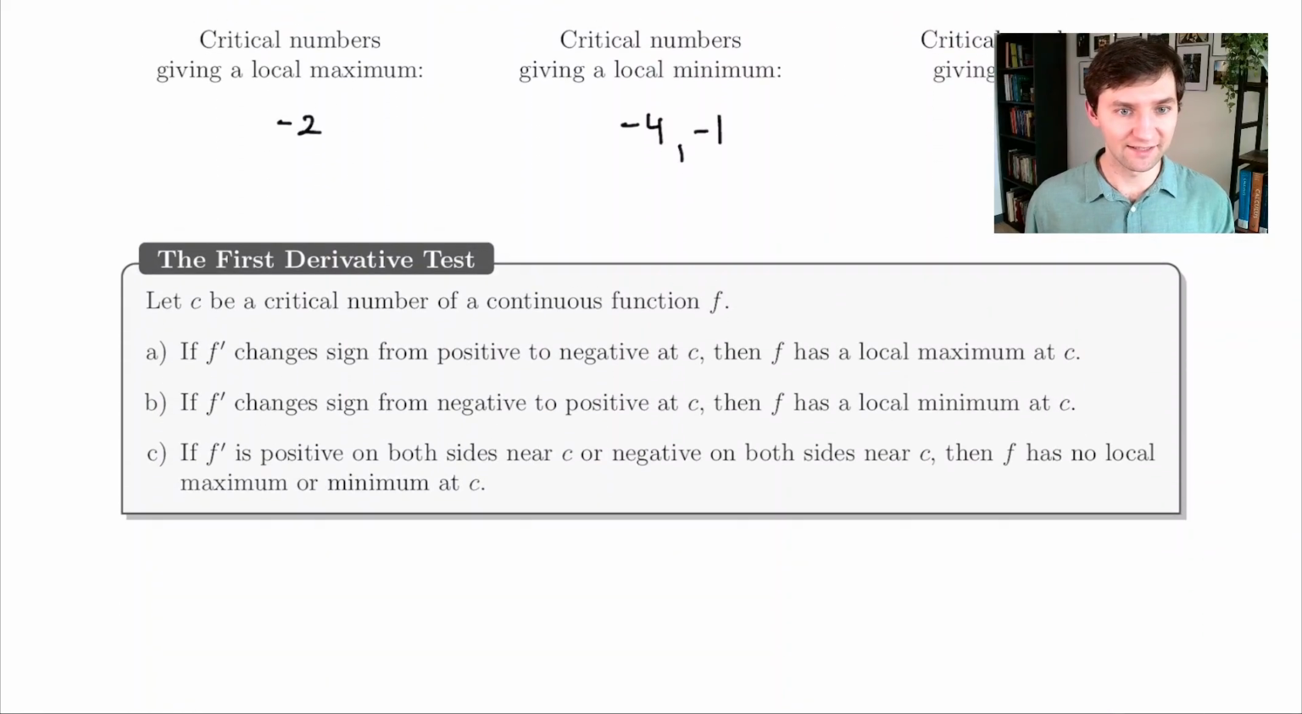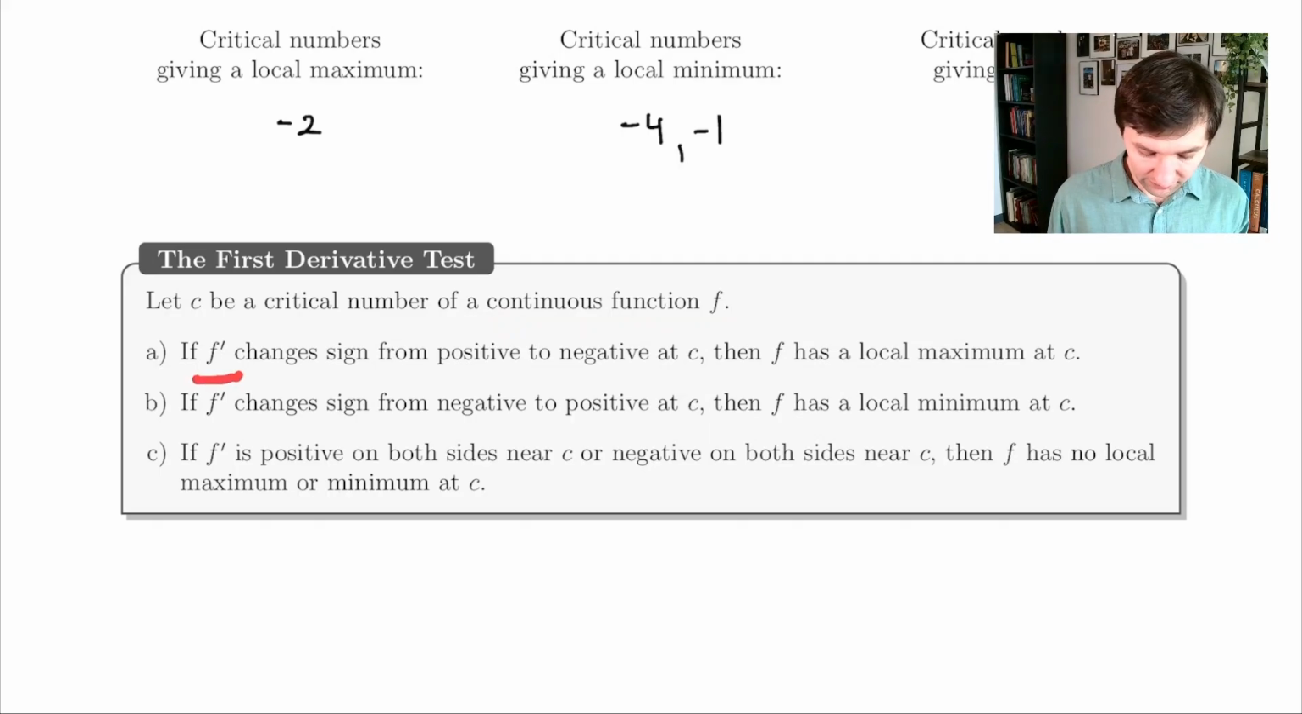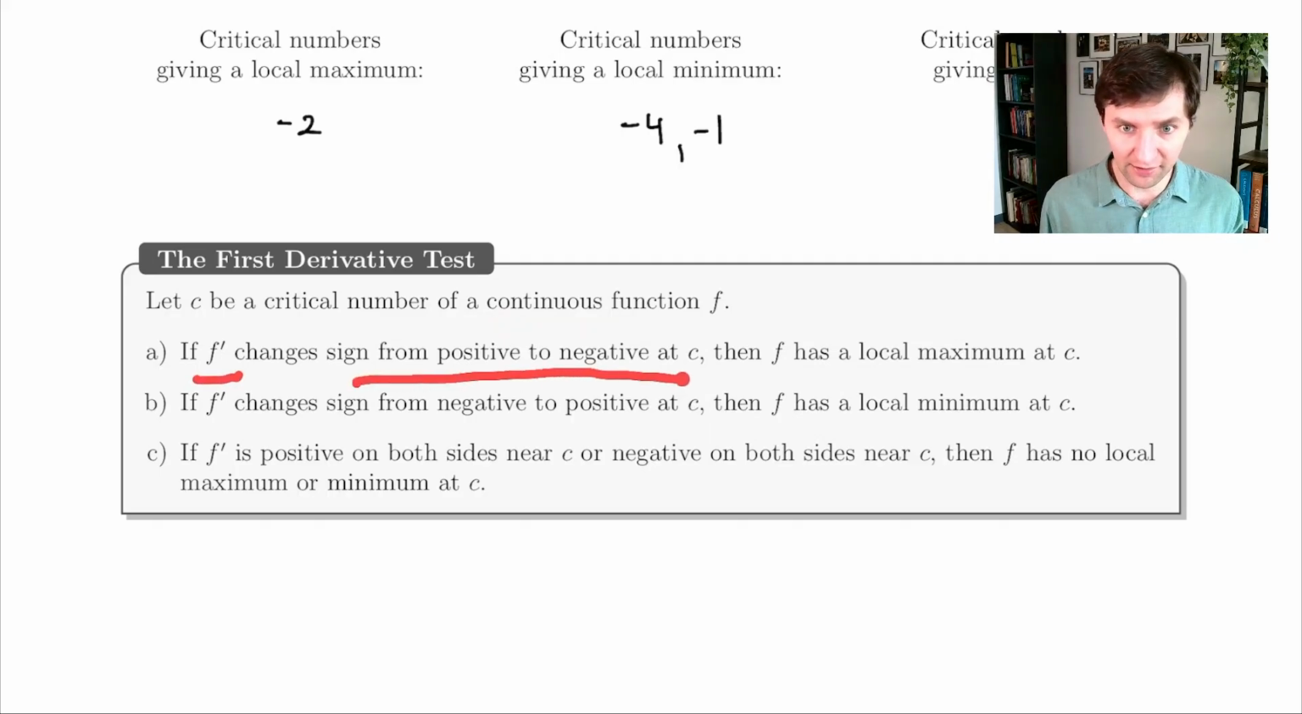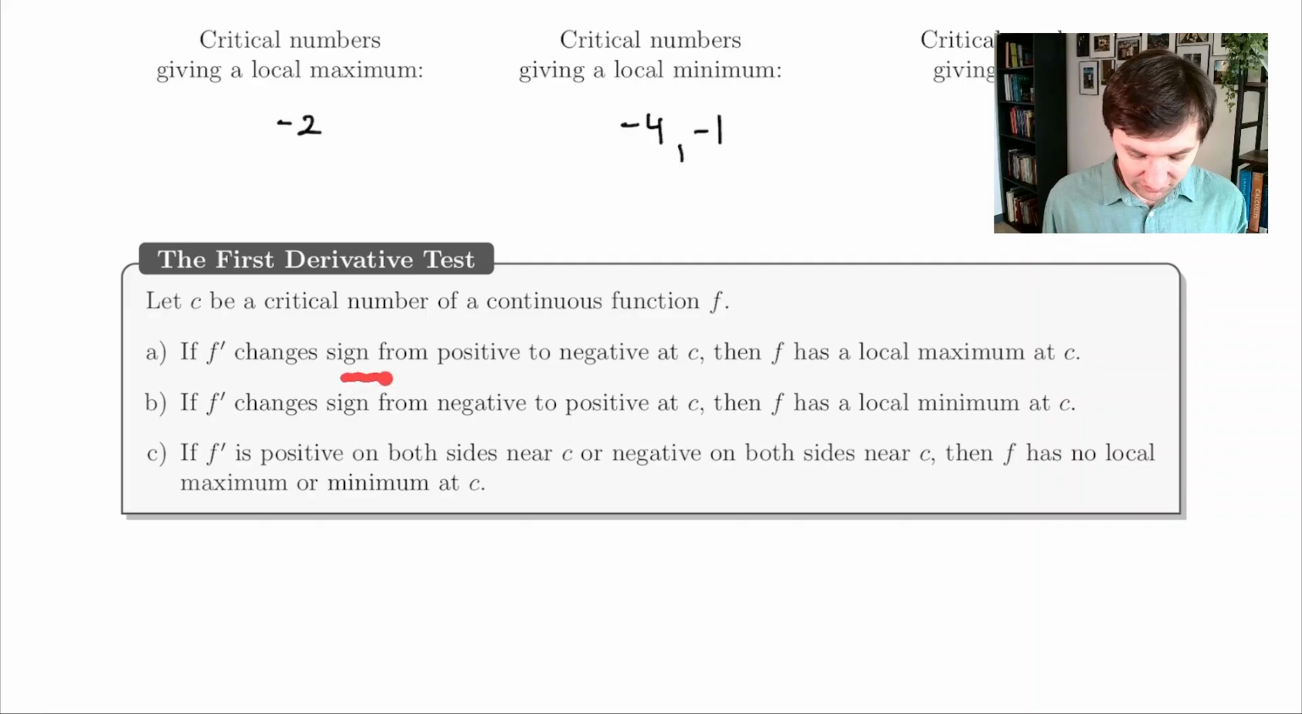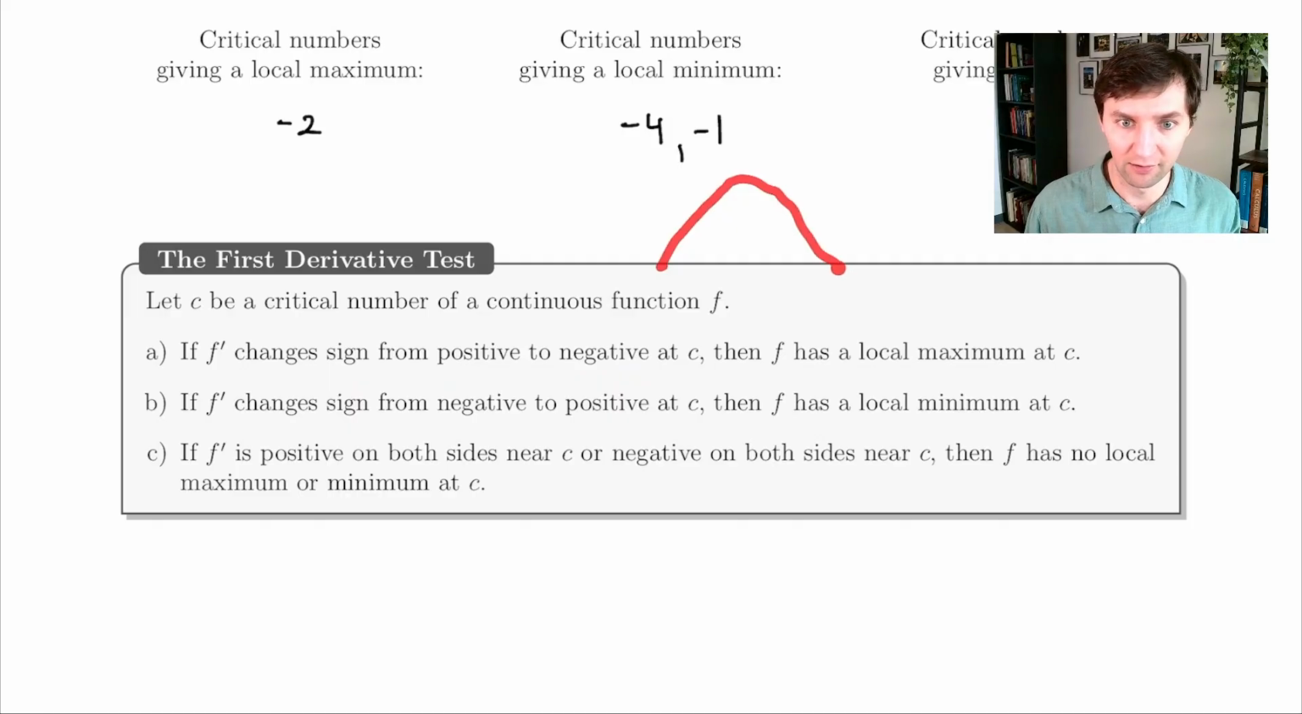This is exactly the statement of the first derivative test. Given a critical number of a continuous function f, if the derivative changes sign from positive to negative, then f has a local maximum. Think about that. If the derivative changes sign from positive to negative, that means that the function went from increasing to decreasing. That's why we must have a local maximum.